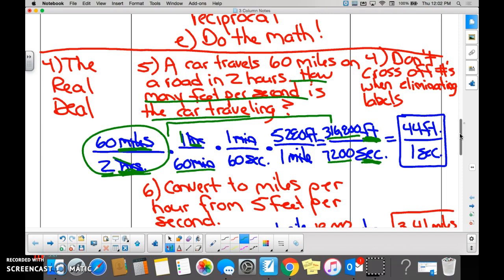Does that help us eliminate hours as a label? Yeah, because one's in the numerator, one's in the denominator. Okay, so now we don't have hours in our bottom. We have minutes. Do we want minutes? No. We want seconds. So how do we go from minutes to seconds?